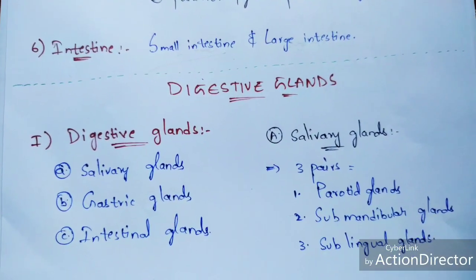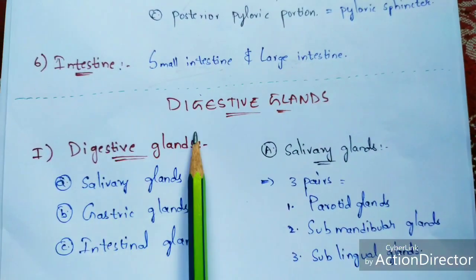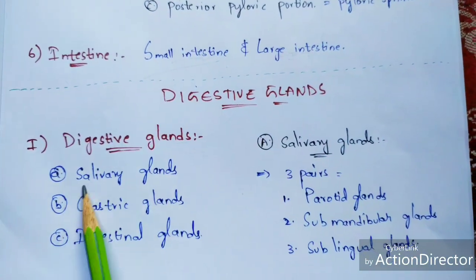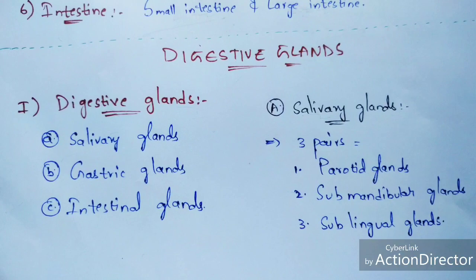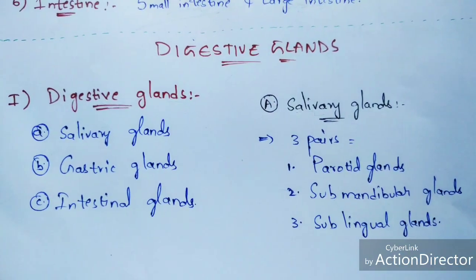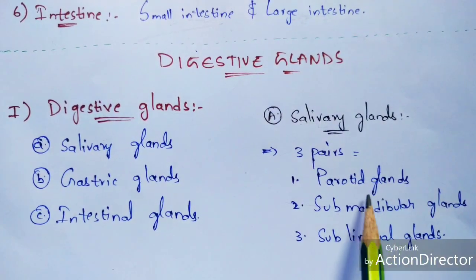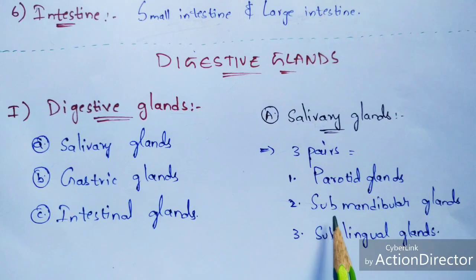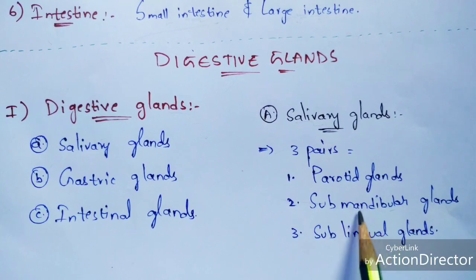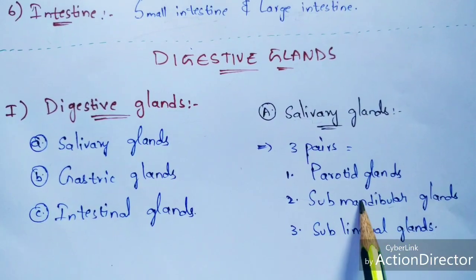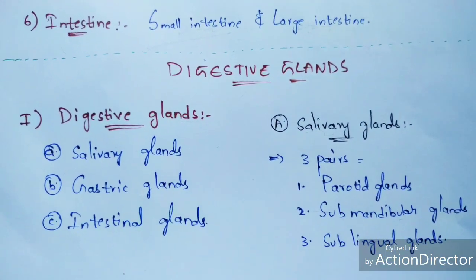Coming to the digestive glands, these mainly help in the secretion of fluids, and they are of three types: salivary glands, gastric glands, and intestinal glands. The salivary glands are of three pairs: parotid glands, submandibular glands, and sublingual glands. The parotid glands are present on the inner surface of the cheeks. The submandibular glands, also called submaxillary glands, are present at the angles of the lower jaw. And the sublingual glands are present below the tongue. So this is about the salivary glands.